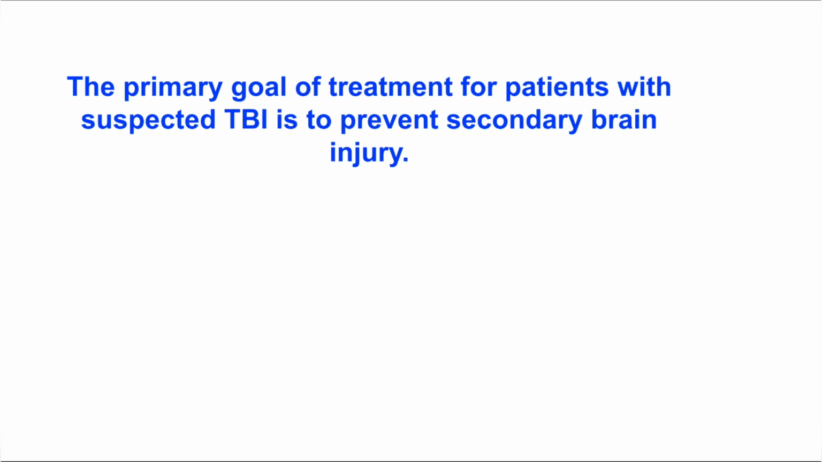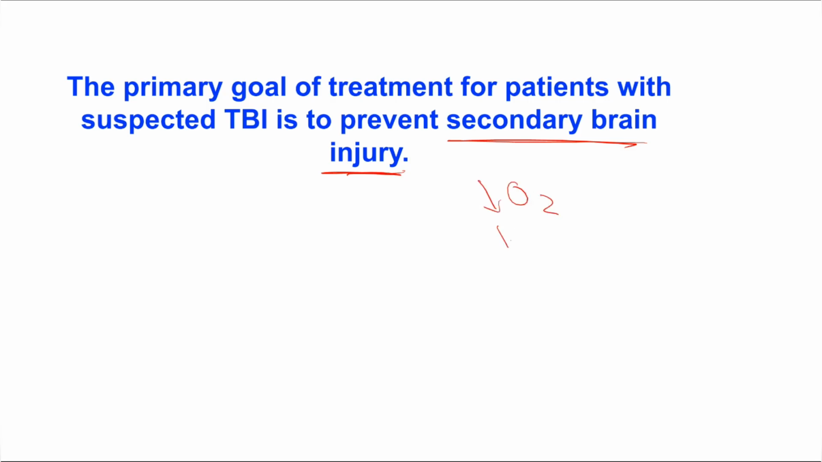This is very important. The primary goal of treatment for patients with suspected traumatic brain injury is to prevent secondary brain injury. What is primary brain injury? Primary brain injury is the injury that happened during the incident itself. During the accident, there is some brain injury that is not reversible, but secondary brain injury is the injury that happens inside the hospital.